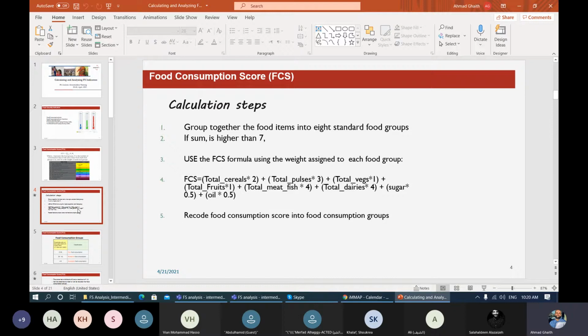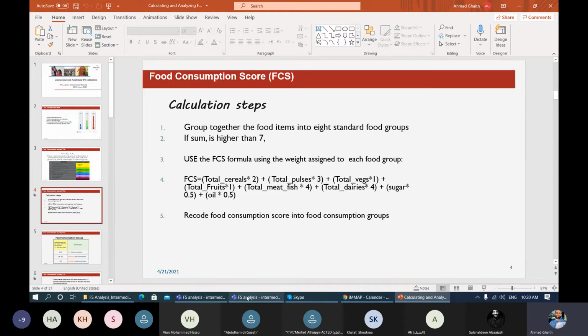So you can see here the food consumption score is the cereals times 2, the pulses times 3, the veggies and fruits each times 1, meat and fish and dairy times 4 each, sugar and oil times 0.5, and of course we don't count the condiments here because they're just going to get a 0 anyway.